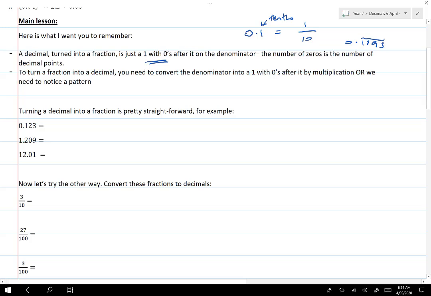0.1793, that's thousandths, right? No, it's not, it's 10 thousandths. So that's one with 4 zeros after it. So the number of digits after the decimal point is the number of zeros.